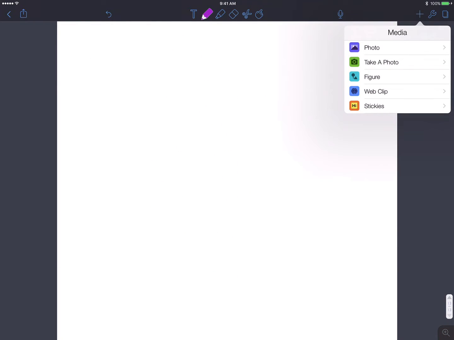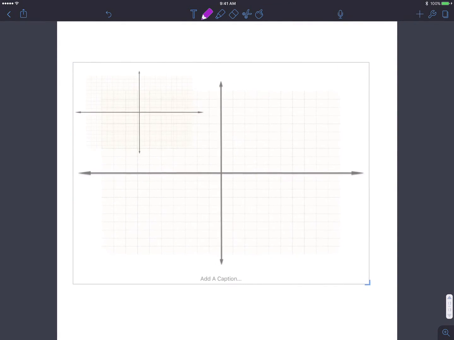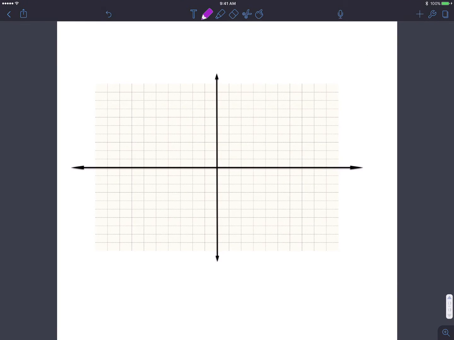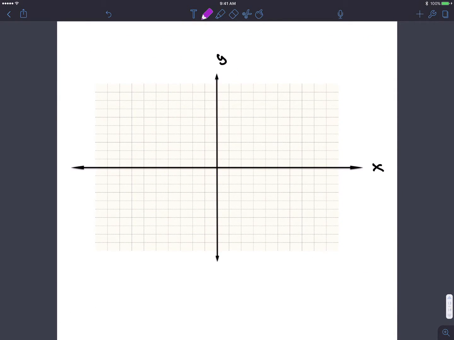Let's get out our graph paper. We have the x-axis. We have the y-axis. Now the first thing we have to do is plot the y-intercept of negative 4. So we're down 4 units: 1, 2, 3, and 4. This is the location of my first point. I can label it.